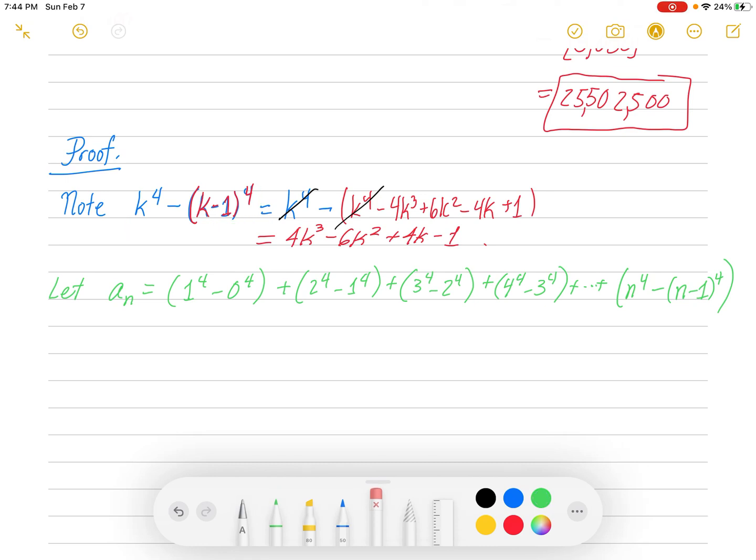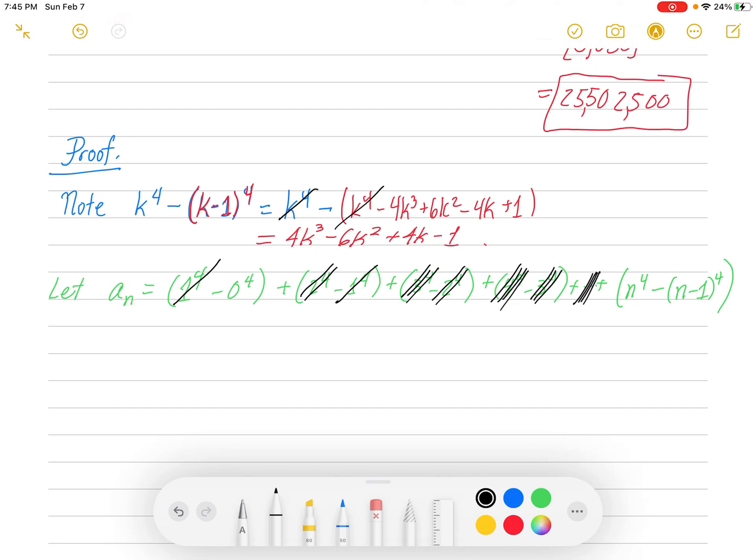Now, let's see what happens. Notice here 1 to the 4th. Oops. That was not supposed to erase. This positive 1 to the 4th cancels with this negative 1 to the 4th. This positive 2 to the 4th cancels with this negative 2 to the 4th. This positive 3 to the 4th cancels with this negative 3 to the 4th. This positive 4 to the 4th is going to cancel with a negative 4 to the 4th, which you don't see, but it's going to be in there as things continue.